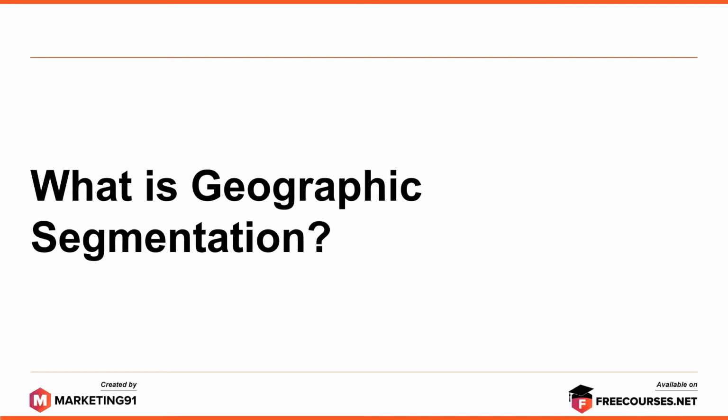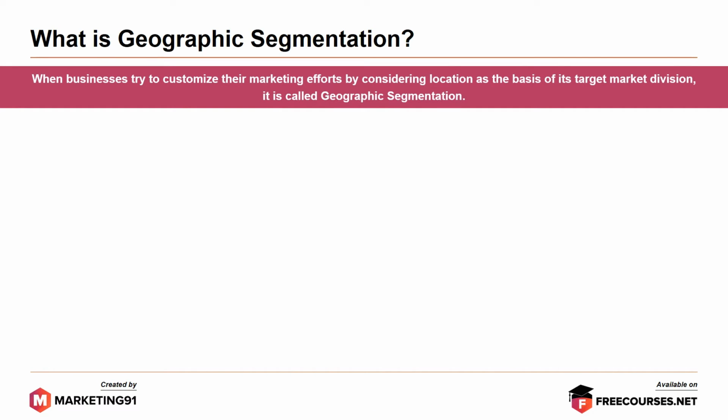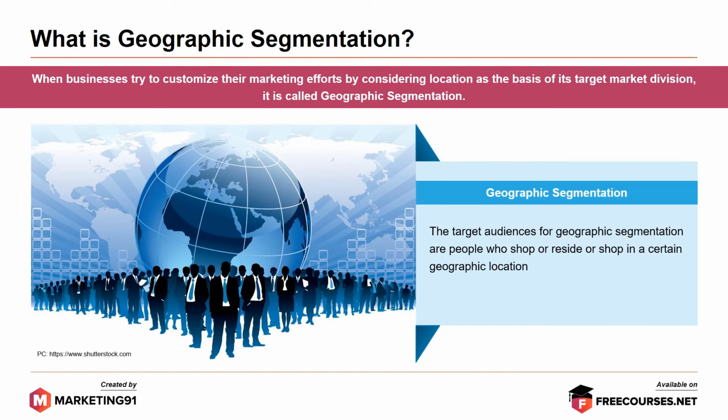Now let's start with what is geographic segmentation. When businesses try to customize their marketing efforts by considering location as the basis of its target market division, it is called geographic segmentation. The target audience for geographic segmentation are people who shop or reside in a certain geographic location. When goods are specific to certain regional culture, climate or population, this market strategy is very efficient.